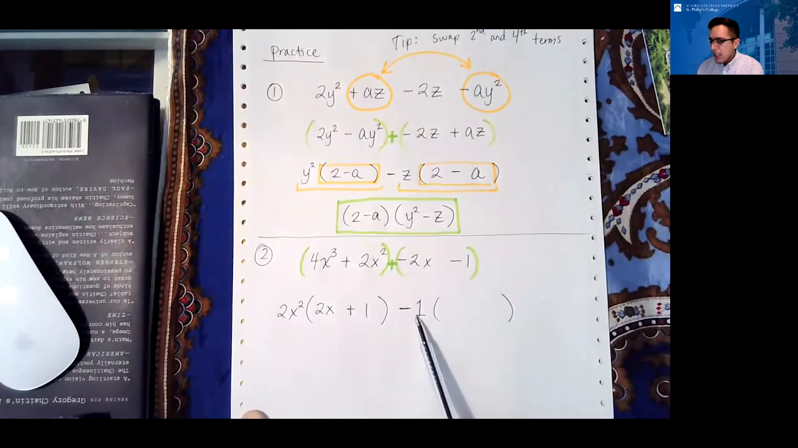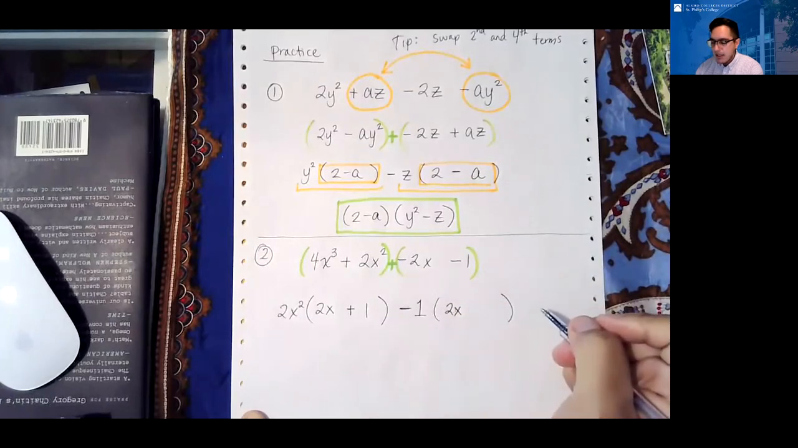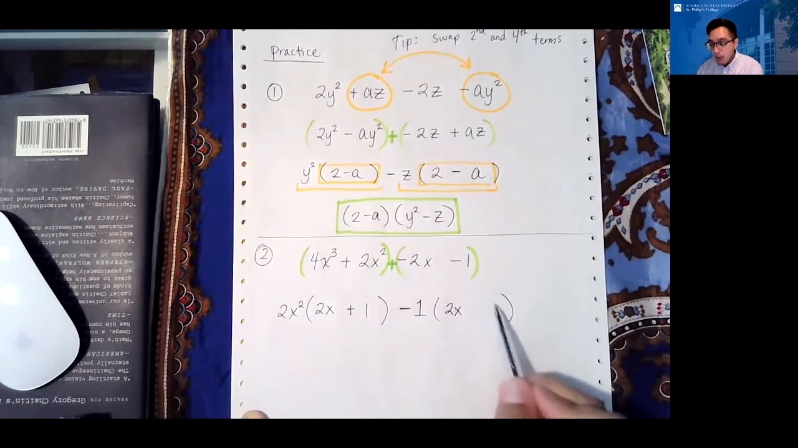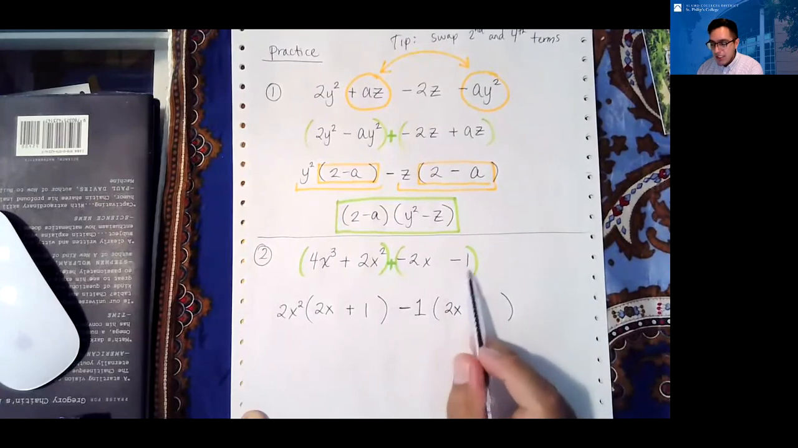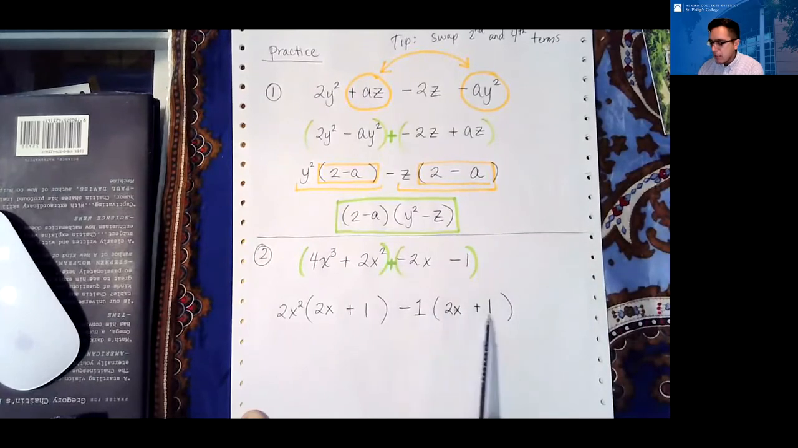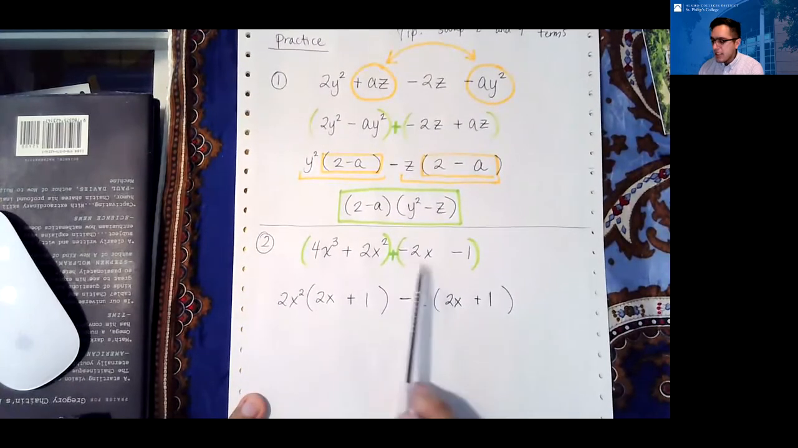So negative 1 times something to give us this negative 2x back has to be a positive 2x. And then negative 1 times positive 1 should give us itself back, so positive 1. And again, the reason why this is positive is because if we had put a negative 1 here, a negative times a negative would make this a positive, and that wouldn't be correct. Okay, so we've done the tricky business of factoring out a factor of 1.